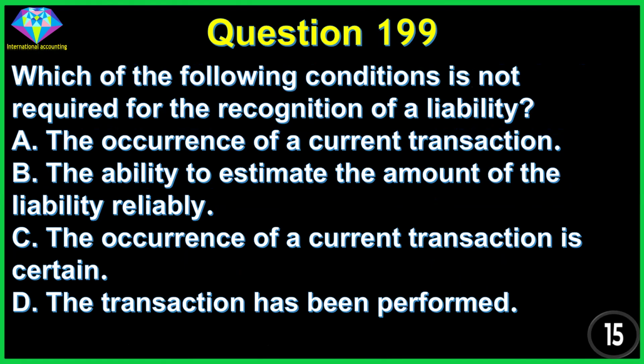Which of the following conditions is not required for the recognition of a liability? A. The occurrence of a current transaction. B. The ability to estimate the amount of the liability reliably. C. The occurrence of a current transaction is certain. D. The transaction has been performed. The answer is D. The transaction has been performed.